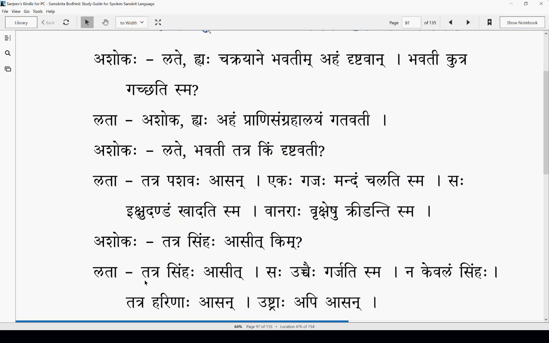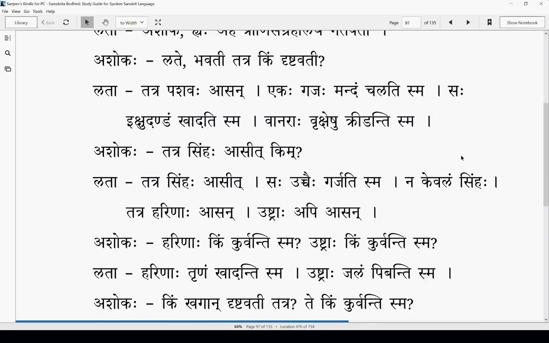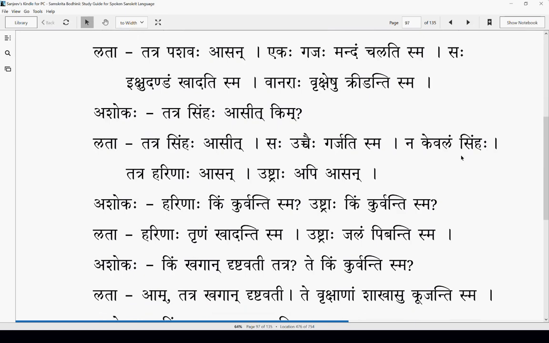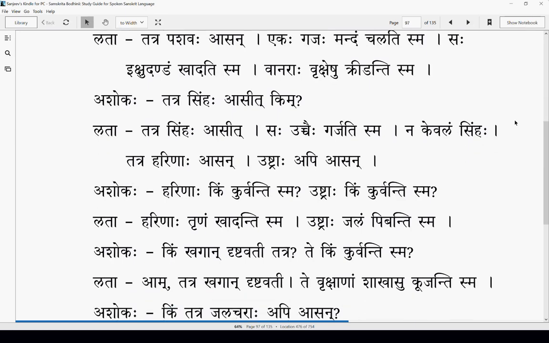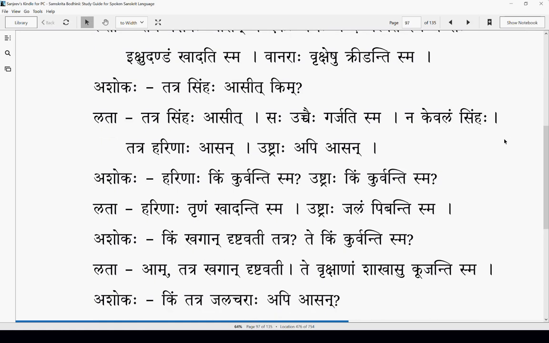Ikshudandam, sugar cane. Then vanarah vruksheshu kridanti sma. They were playing in the trees. Who? Vanarah. Ashokah, this one is Saptami, right? Vruksheshu, Saptami. Vruksheshu kridanti. In the trees they were playing. Oh, I see. Ashokah, they means just the monkeys here, Vanara, just to be clear. Okay, next.